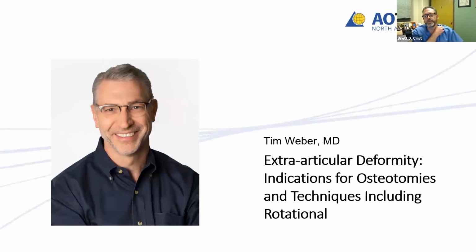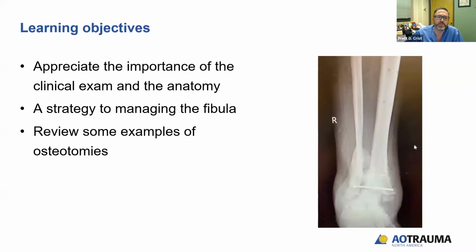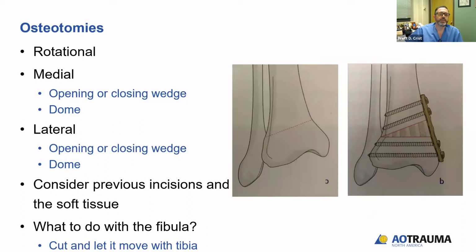And then we went to extra-articular deformity. Tim Weber went over that topic. And so the learning objectives were to appreciate the importance of the clinical exam and the anatomy, a strategy to managing the fibula, and then review some case examples. So these are the osteotomies that he mentioned: rotational, medial, whether it's opening or closing versus dome; lateral, opening or closing versus dome. Consider previous incisions and soft tissues and indwelling hardware as well. And then what do you do with the fibula? We talked about if it's more than a 10-degree amount of correction in any plane, then you would want to consider doing the fibula. And then what do you do with it after you do the osteotomy?